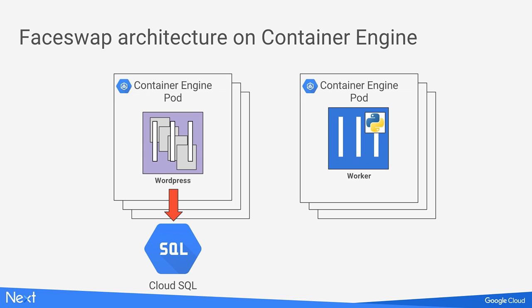The architecture of this looks pretty much identical to what we had before. Now we just have Container Engine pods instead of App Engine instances. And the difference here is a pod is basically one level of abstraction above the Compute Engine instances that you're running on. This allows you to have multiple containers running in pods, and then you can take multiple pods and run them across your Compute Engine instances.